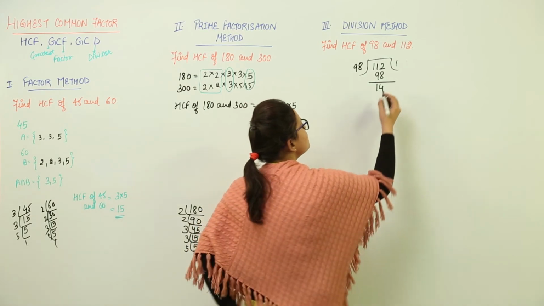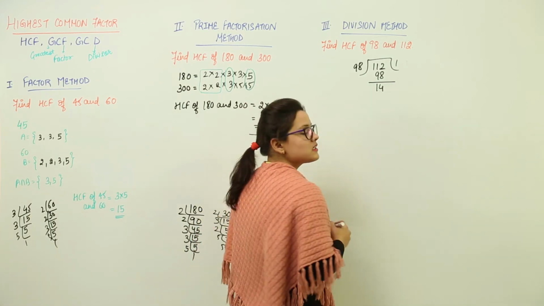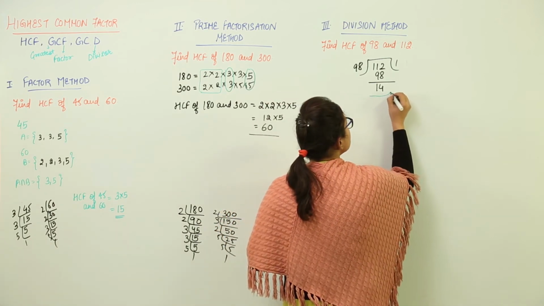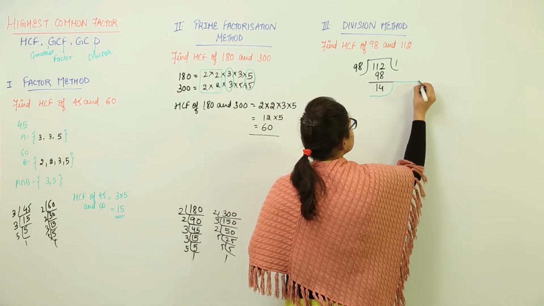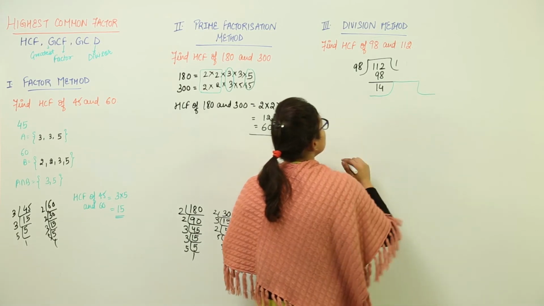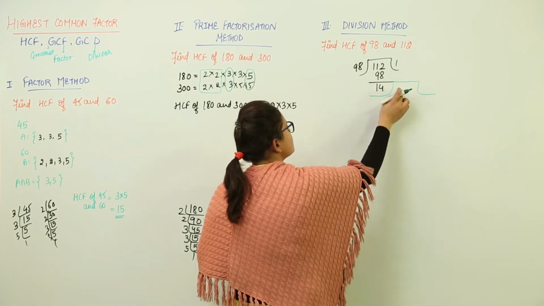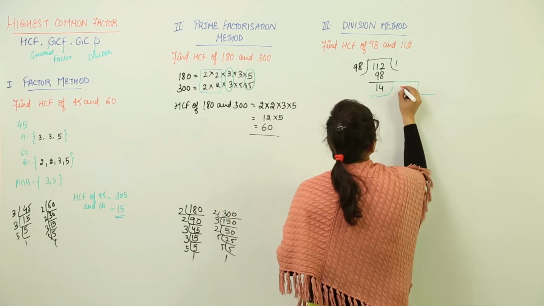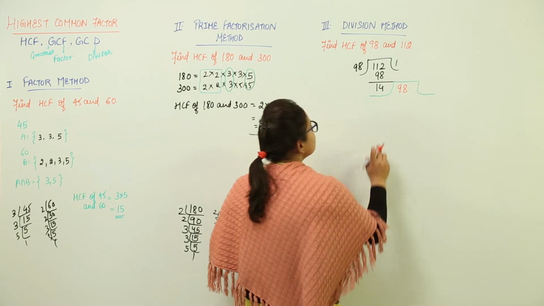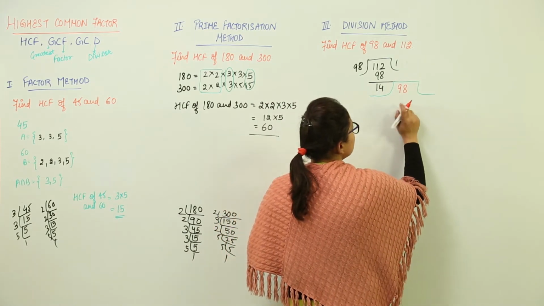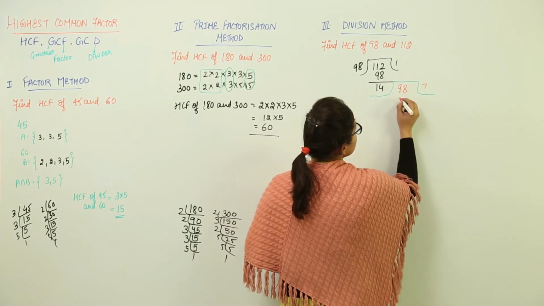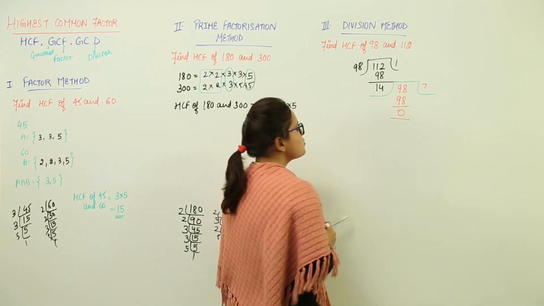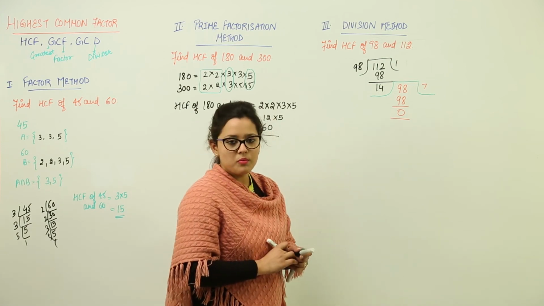Now what is going to be my divisor? The next divisor is the first remainder, 14, but my next dividend is going to be the first divisor. So I'll place 98 here and continue. 14, how many times would it go? It will go 7 times, 98, and we get the remainder as 0. Because we have got the remainder 0, we'll stop here.